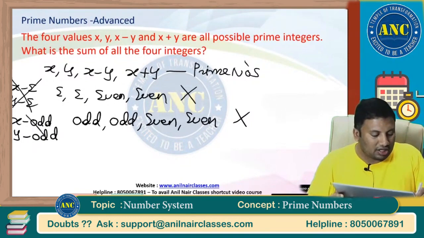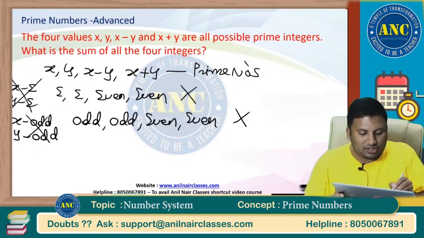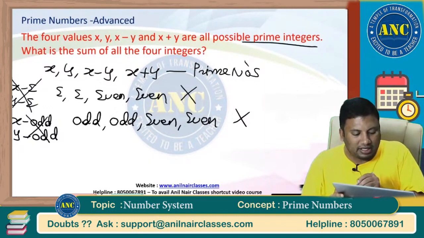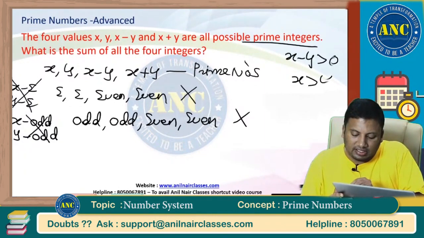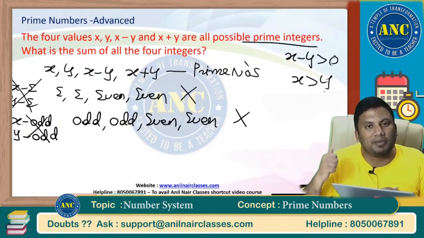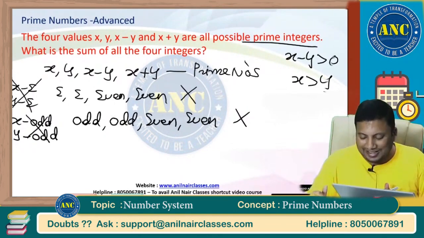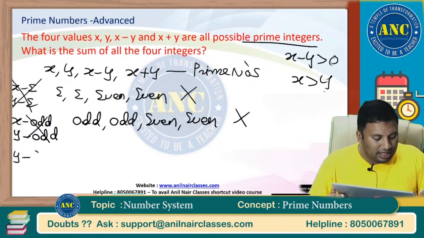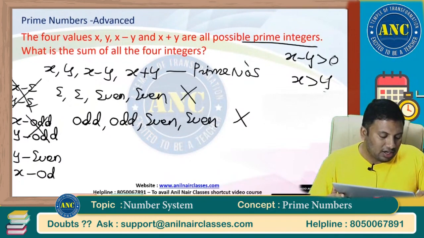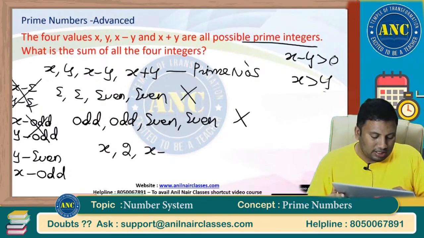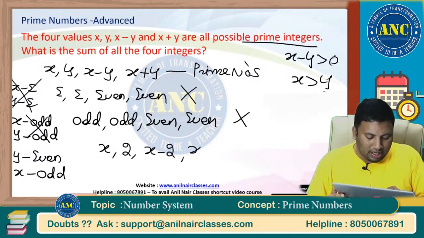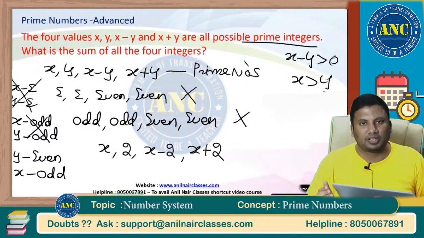Second case, not possible. X minus y, all are possible prime integers. So x minus y is greater than 0, x is greater than y. X cannot be an even number. 2 is the lowest even number. That means the only case is y is an even number, x is an odd number. X comma, these 2, this is nothing but x minus 2, and it is nothing but x plus 2.